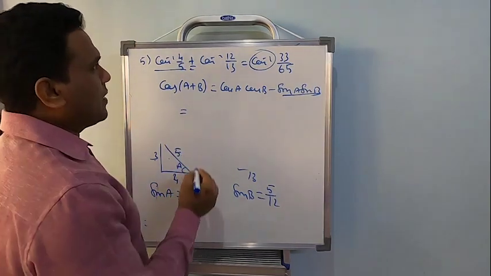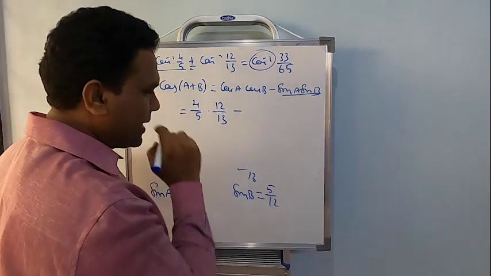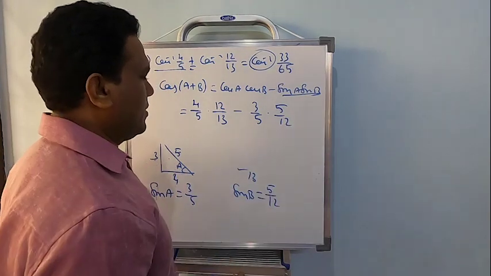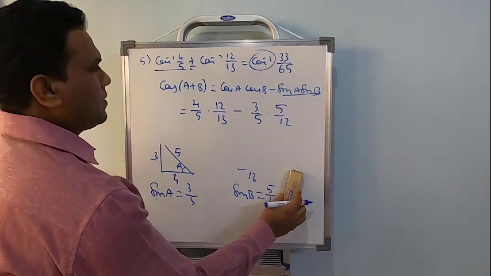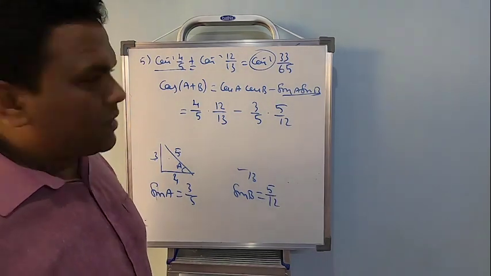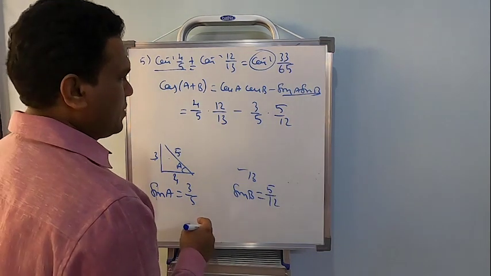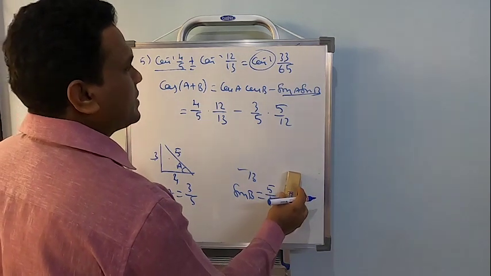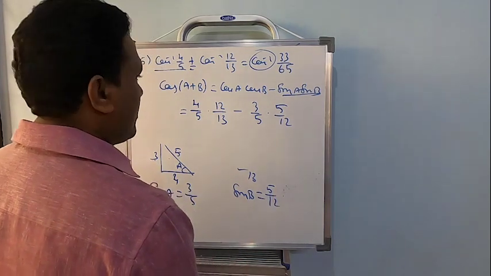So cos A, what's the value of cos A will be? 4 by 5 multiplied by 12 by 13 minus sin A, sin A will be 3 by 5 multiplied by 5 by 13. That's fine, right? Did I miss anything? Cos inverse 12 by 13. Yeah, that seems to be fine. 65 I should get. What's the value of sin A will be?